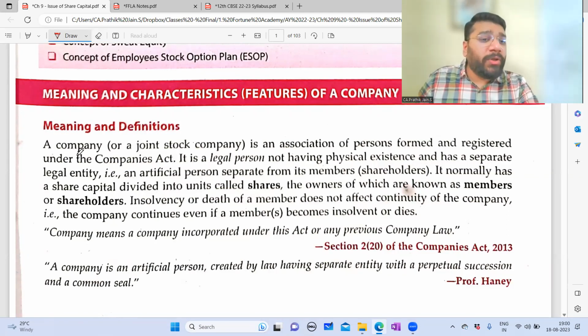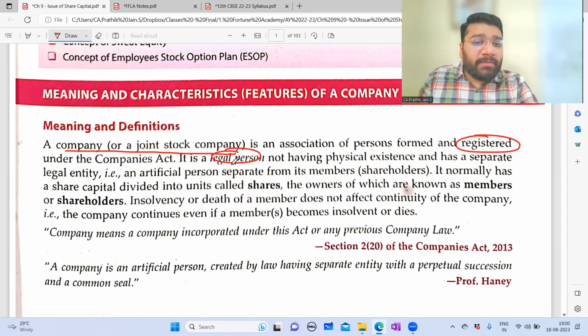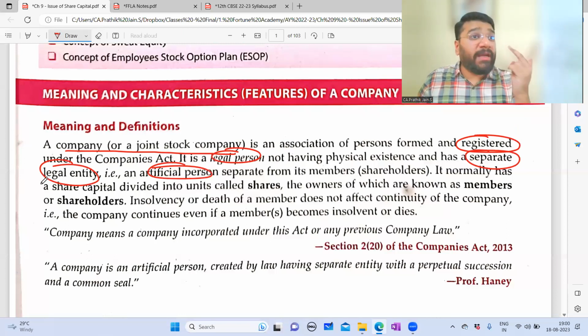So the first thing I told you, company or joint stock company is the same. Second, a company has to be registered. Then a company is a legal person, which is also called an artificial person, which does not have a physical existence. And second, it is known by the separate legal entity concept, which is different from its owner.